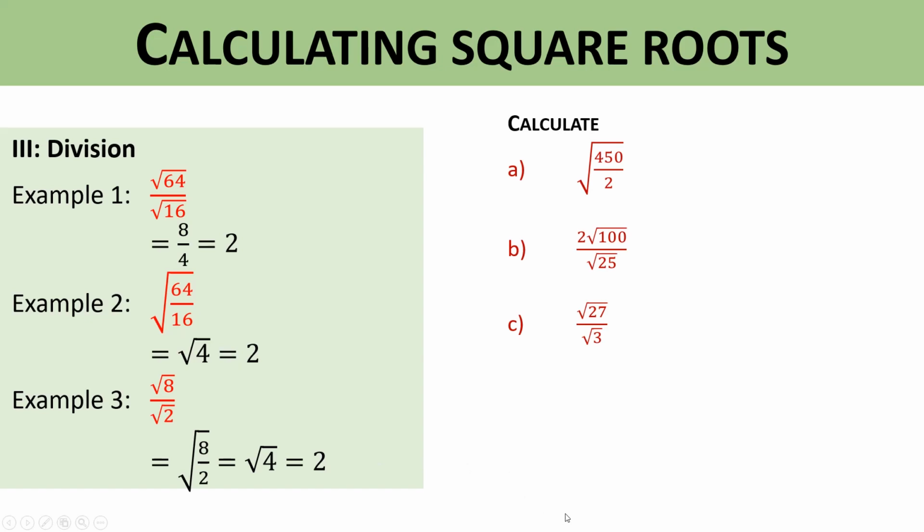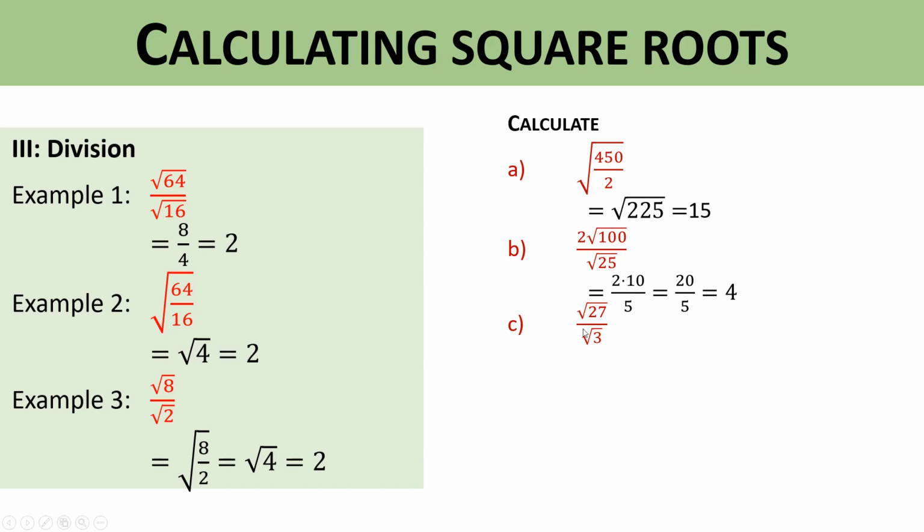So a few practice examples again. So let's look at these. Here we're taking the square root of 450 divided by 2. What is 450 divided by 2? That's 225. So we're taking the square root of 225, and that is 15. Here we are taking 2 times the square root of 100 and dividing by the square root of 25. Square root of 100 is 10, so 2 times 10 divided by 5. So 2 times 10 divided by 5 is 20 divided by 5 is 4.